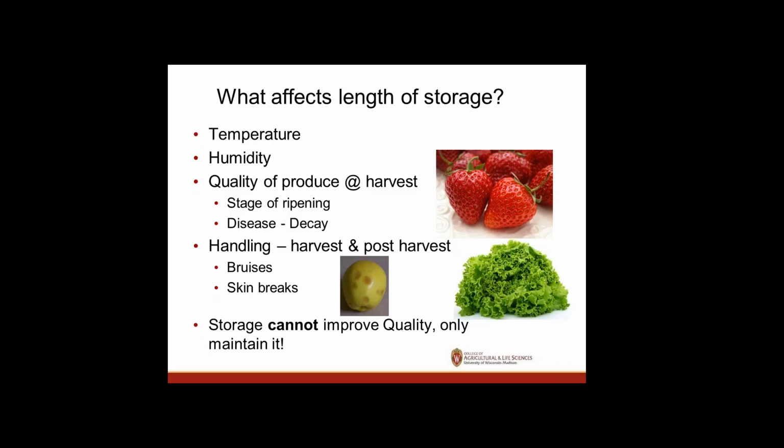So it's temperature, humidity, the quality of the product at harvest. We can't improve what goes into storage. We can only maintain it. So it's going to depend on the stage of ripening and any disease or decay issues. It's also going to depend on handling from harvest to post-harvest. So bruises, cuts, scrapes, skin breaks. Those are all avenues for disease entry and bacteria entry, fungal entry into our produce. And basically we can't improve the quality, we can only maintain it, is the buzzword.